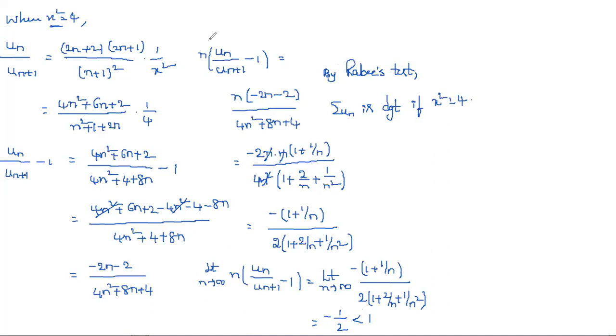The given series is convergent if x square is less than 4, and divergent if x square is greater than or equal to 4. X square less than 4 and x square is greater than or equal to 4. This is the one.